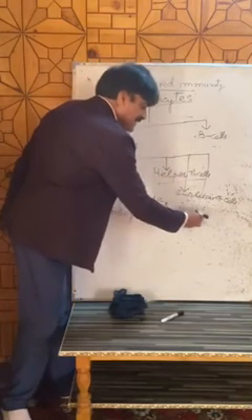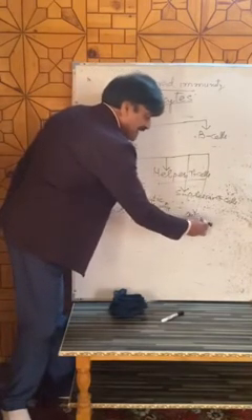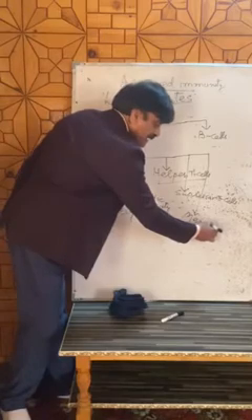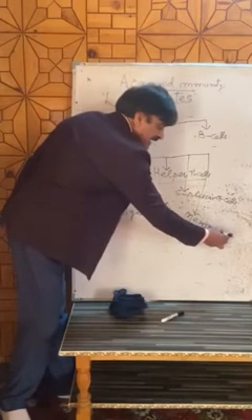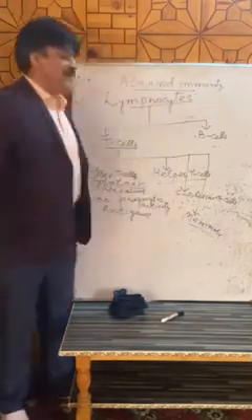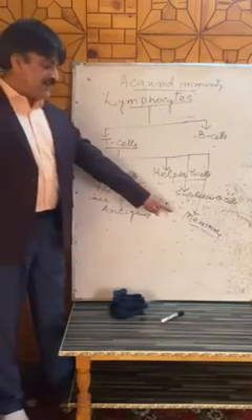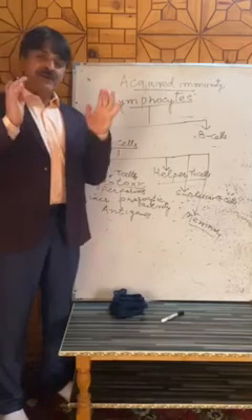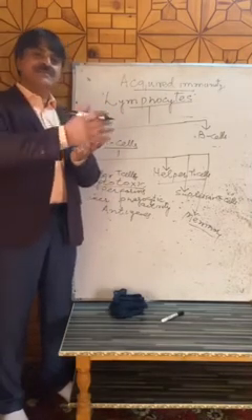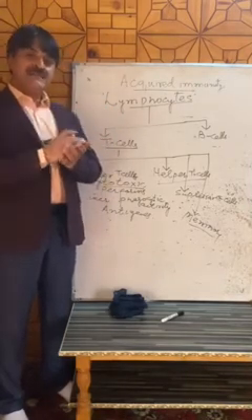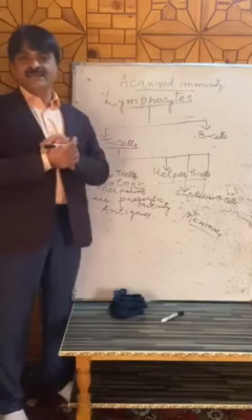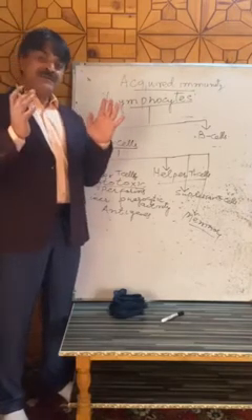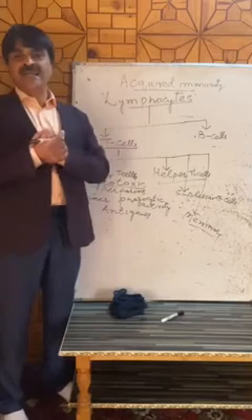The last kind of T cells are called memory T cells. Very special type of T cells, these are called memory T cells. So far as memory T cells are concerned, these are the longest lived T cells. They live not just for days, nor for months or years, but almost lifelong.